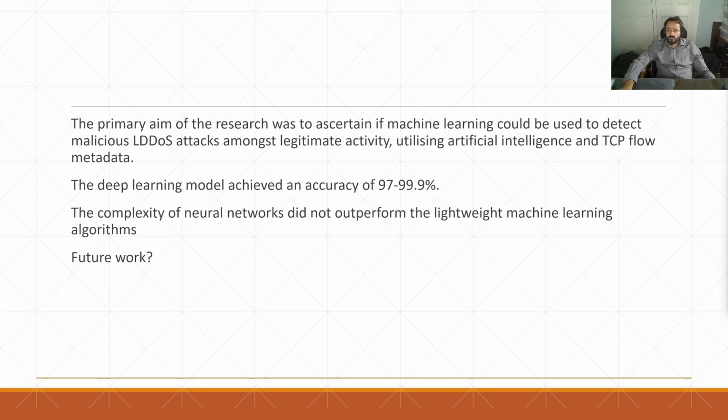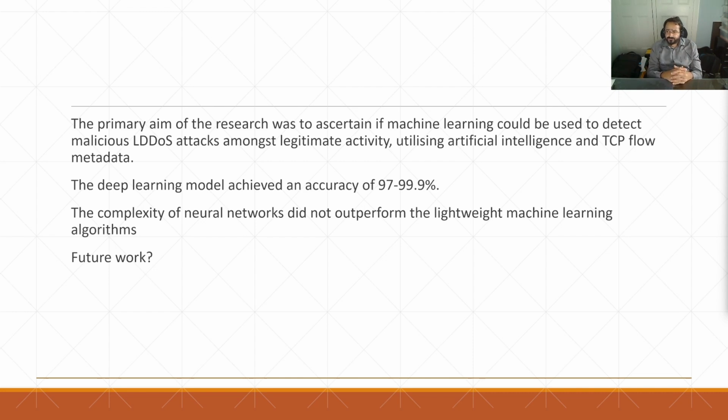So the primary aim of the research was to ascertain if machine learning using TCP performance as a feature could be employed to detect malicious low rate DDoS attacks among legitimate activity, which, as I highlighted in the beginning, tend to be very similar.